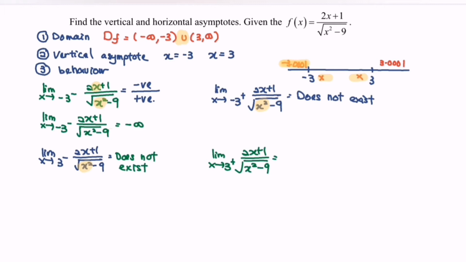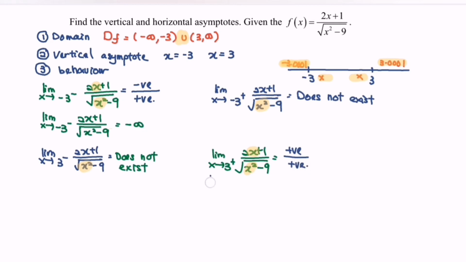So limit when x approaching 3 from the right. So the value will be 3.0001. If we substitute into this part, we will have a positive value over, if we substitute the value into this part squared, meaning that the value will be more than 9. A value that is more than 9 minus the 9, obviously we will have a positive value.